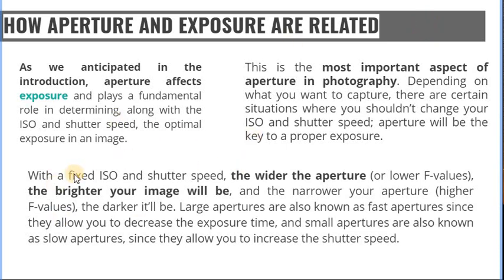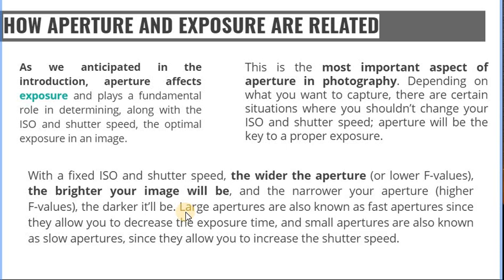With the fixed ISO and shutter speed, the wider the aperture or the lower f values, the brighter your image will be. Nakita nyo? Kapag meron ka ng fixed ISO, ito na yung gagawin nilang aperture priority. Ilalagay mo sa aperture priority yung mismong settings ng camera mo. Okay? With the fixed ISO and shutter speed, the wider the aperture or lower f values, the brighter your image will be. And the narrower your aperture or the higher f values, the darker it will be.